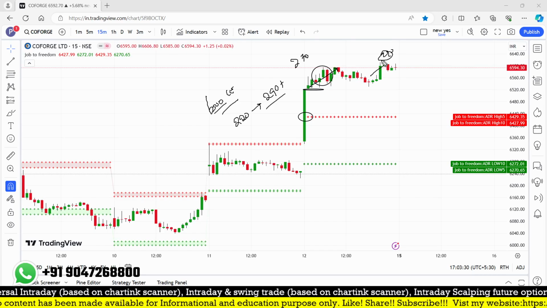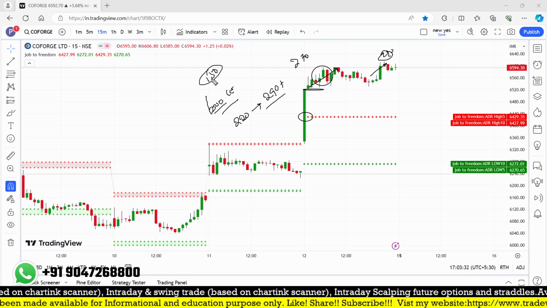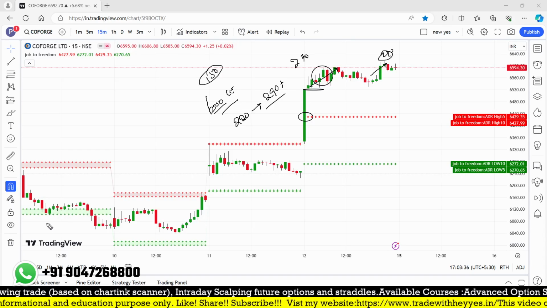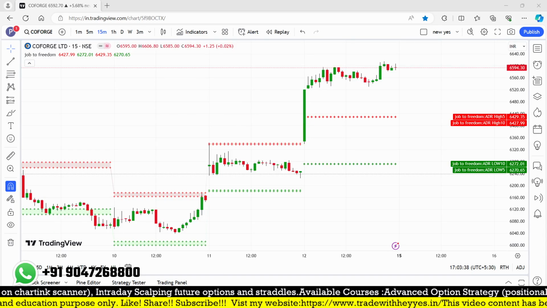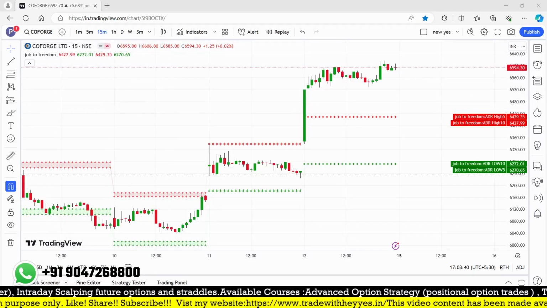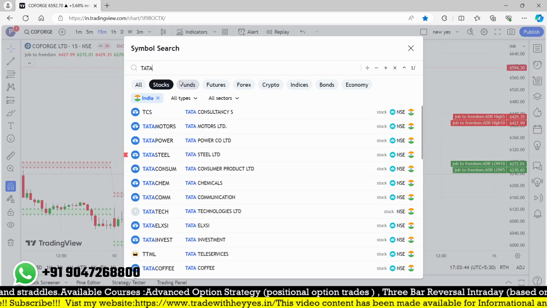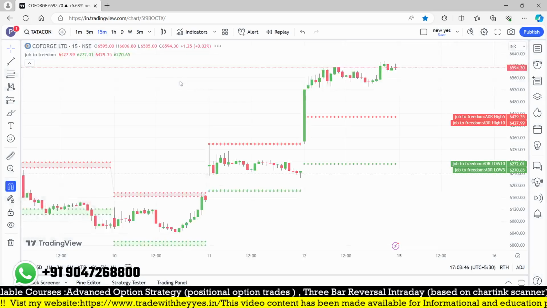So we are looking at a 150 lot size on this particular strike price, particular stock, and it is giving you near about 10,000 plus. That's good enough, and we are looking for 2 to 3,000. That's good enough. And Tata Consumer is one more thing which I saw in the morning.